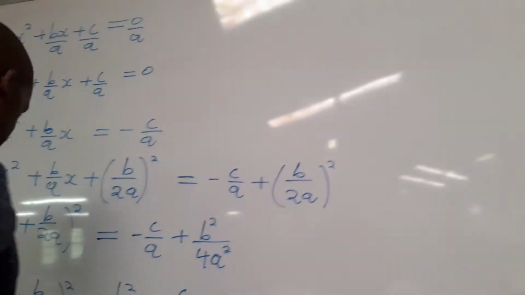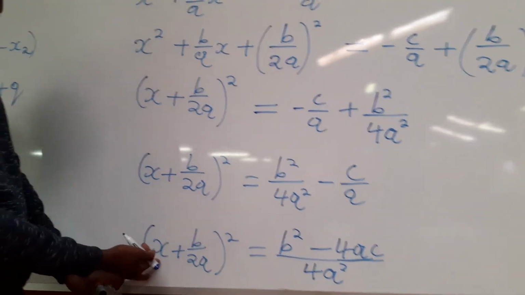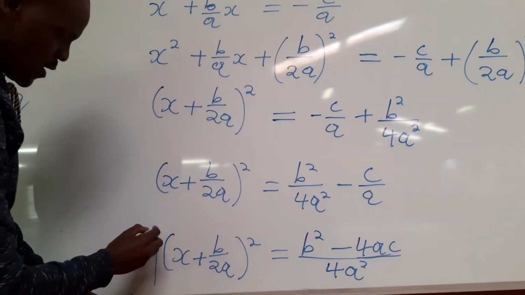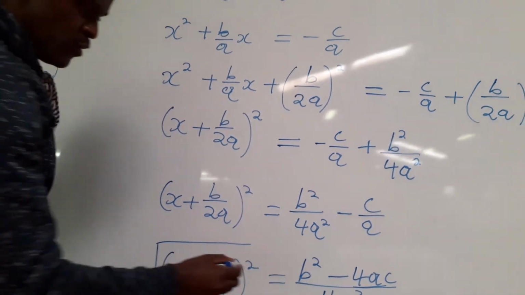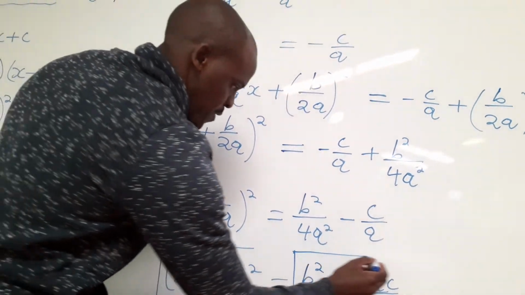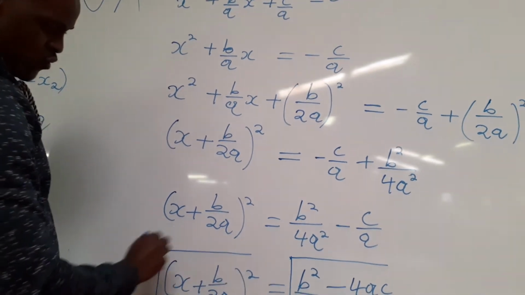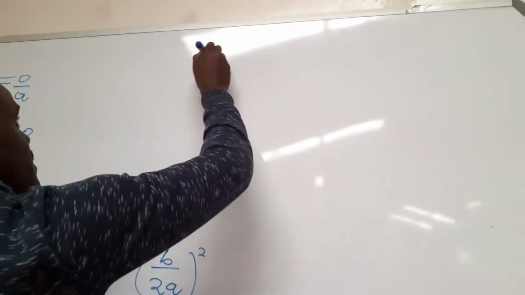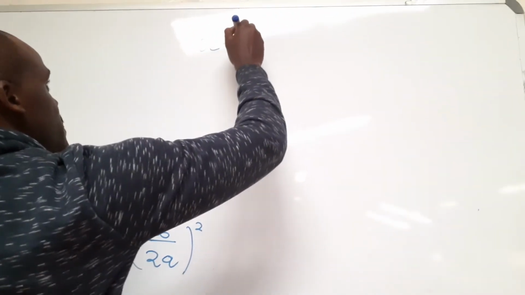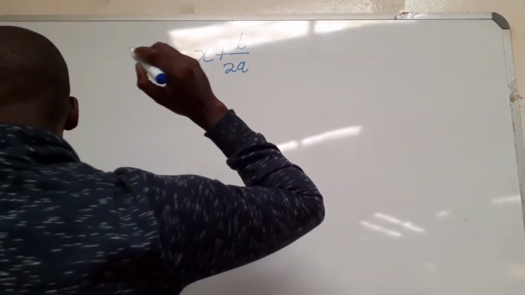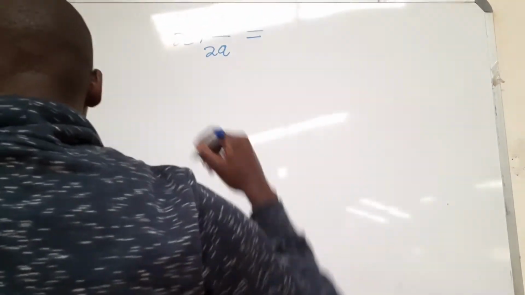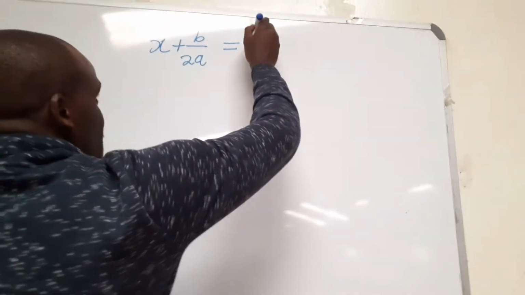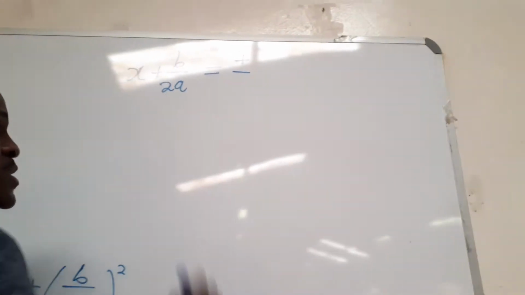Right. And then from this step, remember that we want to solve for x. So in order for us to solve for x, we will have to apply the root sign on both sides. To get rid of squared, you will have to apply the root sign. Now we are left with x plus b over 2a, which is equal to, remember that the answer that you obtain under the square root can be either plus or minus.